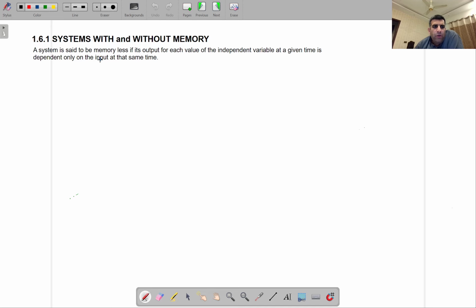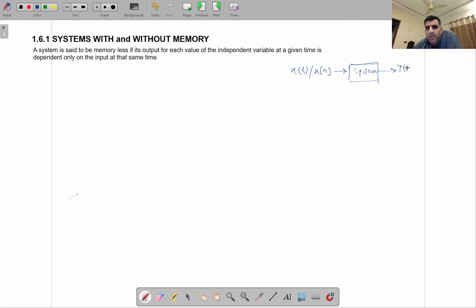So the first one, before I jump into the properties, let me just quickly write something which we discussed in the previous lecture. Whenever it comes to a system, we are going to assume that our x of t or x of n is going to be the input. We use this variable to represent the input, and then it passes through some system, and depending upon the system, we get some output.